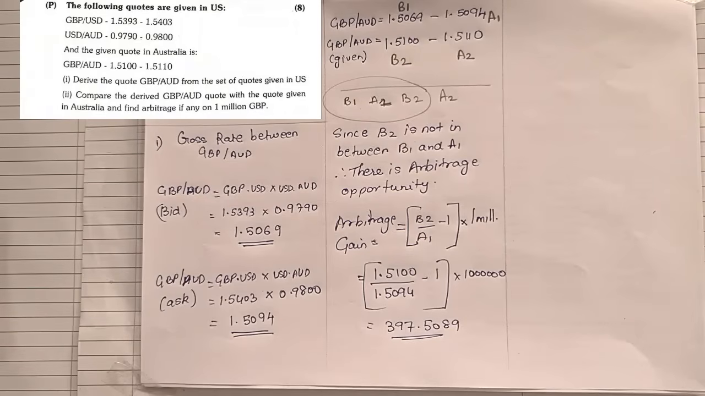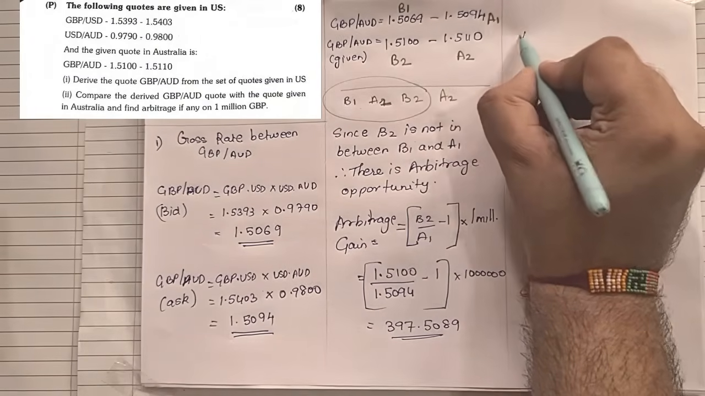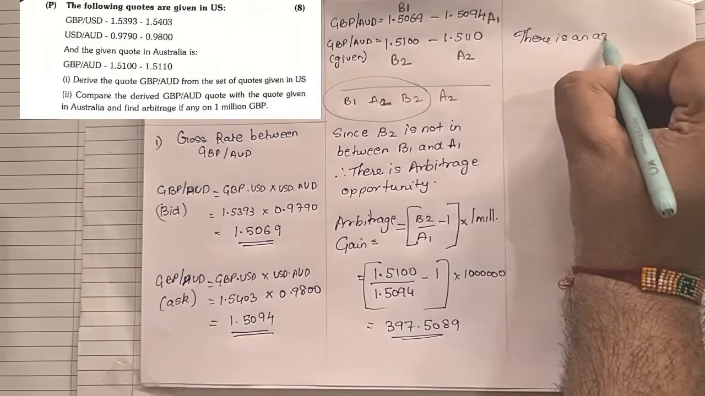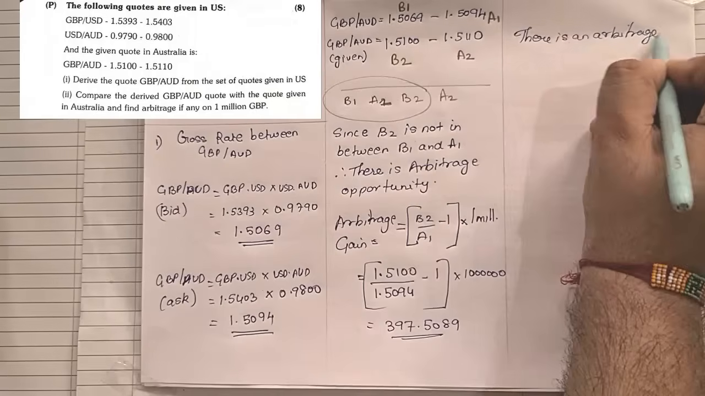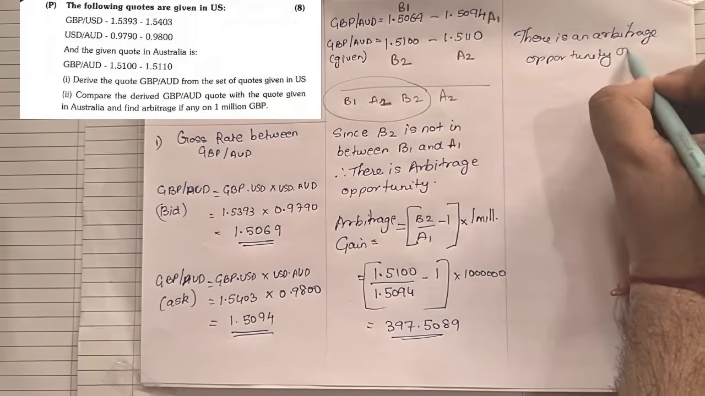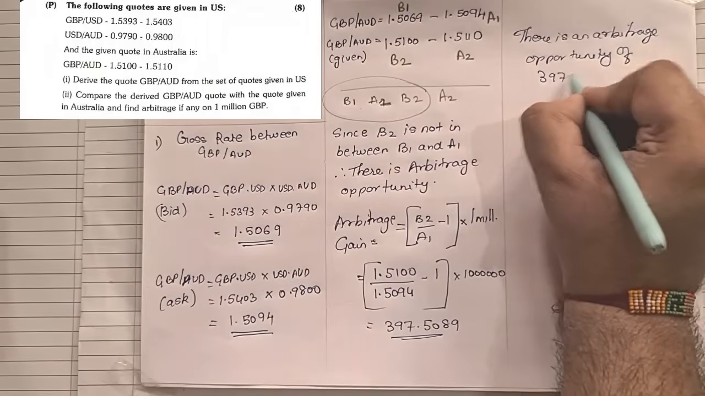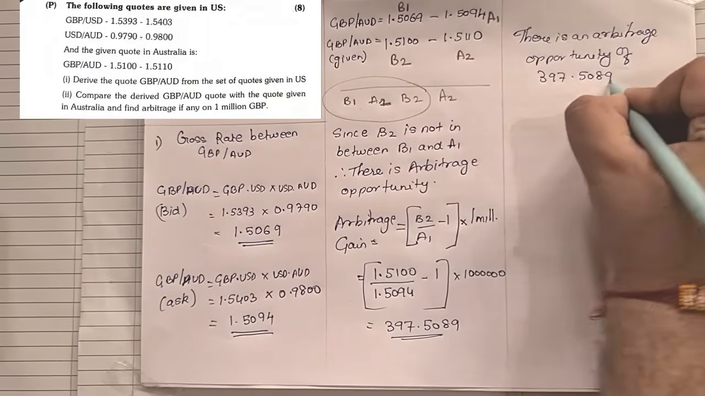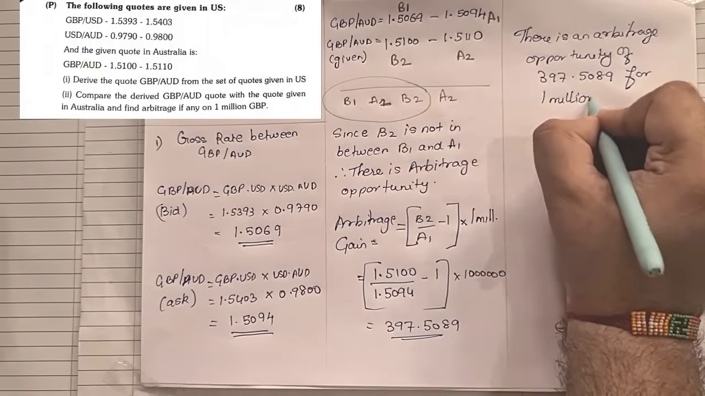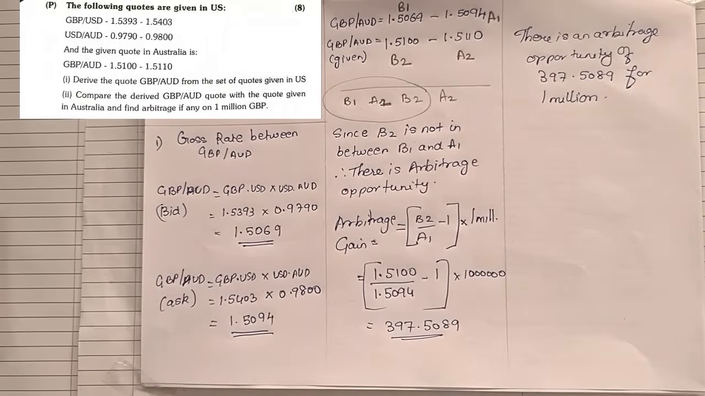So therefore I can finally write it as, okay, we just need to frame it and note it down that there was an arbitrage gain. So I'll write it here as final answer: there is an arbitrage opportunity of 397.5089 for every 1 million. Okay, so with that, question number 4p comes to an end.